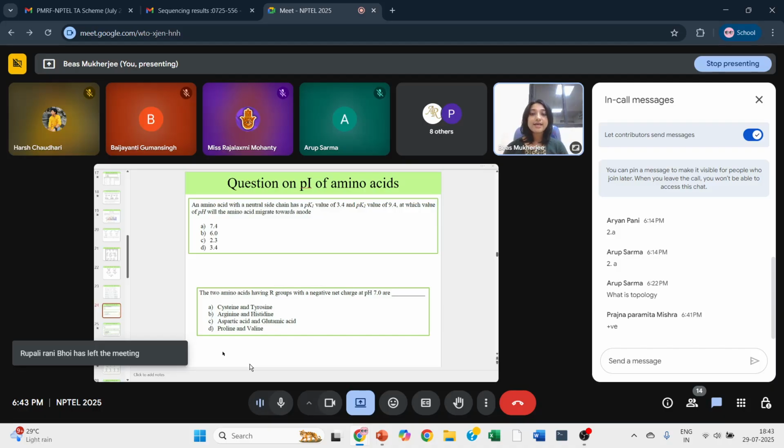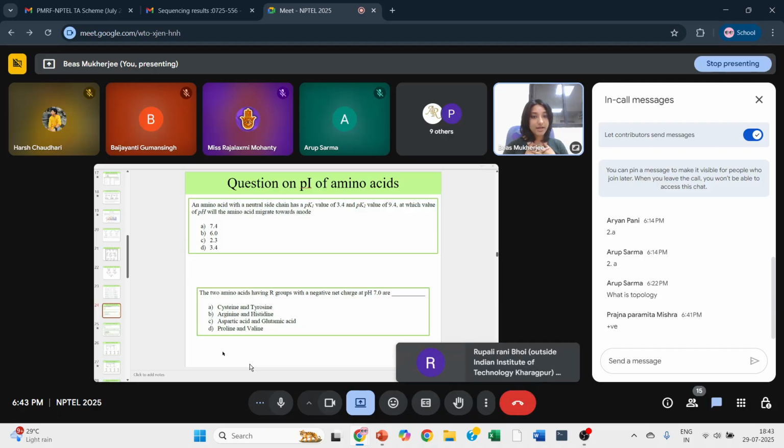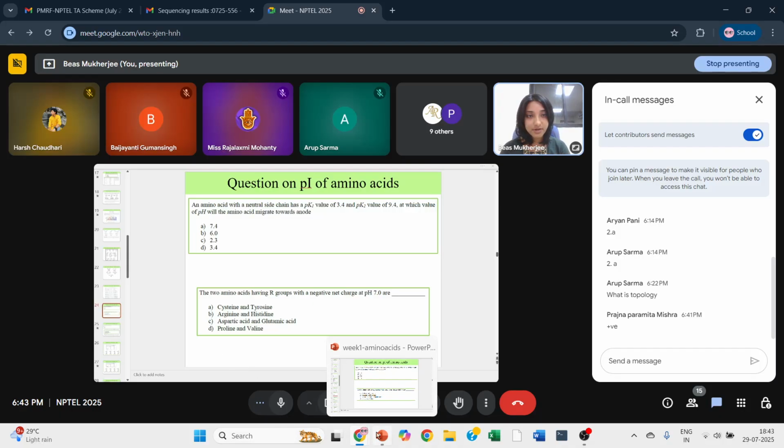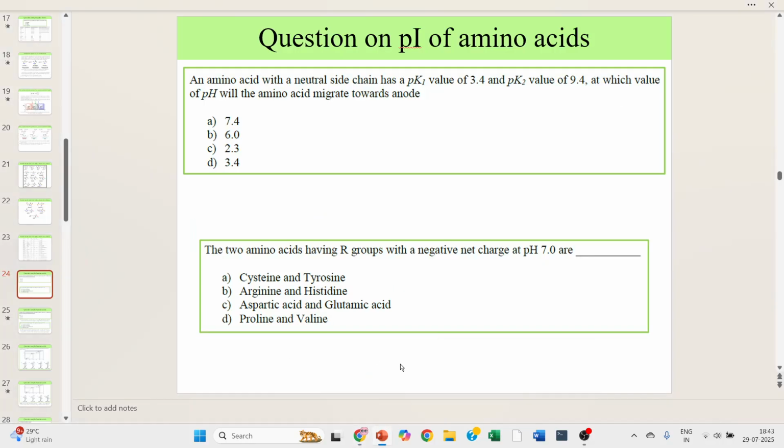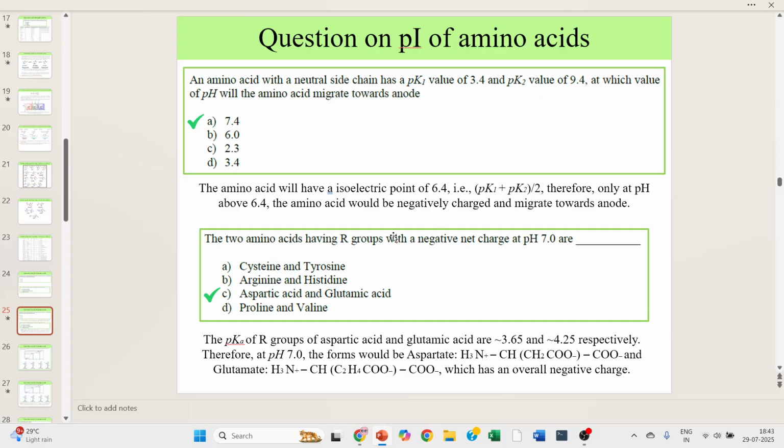Two amino acids have R groups with negative net charge at pH 7. Okay, so at pH 7, they have negative net charge. Then think about the trick. What should be the pKa values of these amino acids? From there you can decide whether both are negatively charged or both are positively charged, or what the characteristic is. So we look at the answer quickly. See, both of these have net charge at pH 7, right?